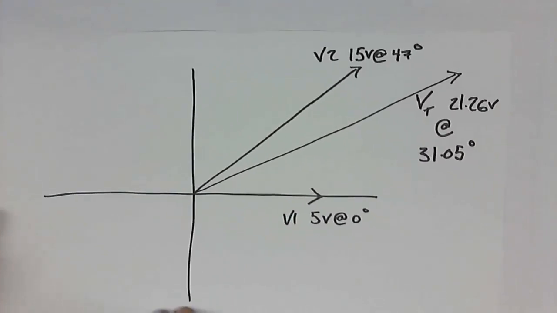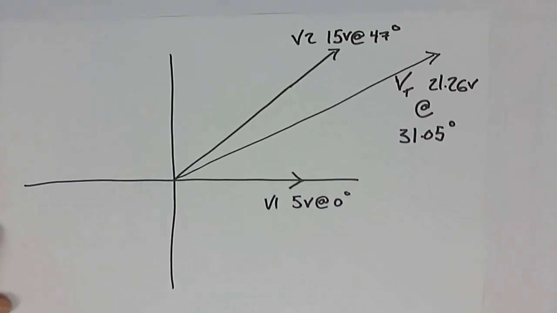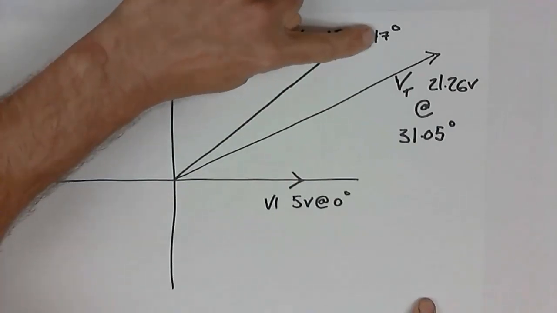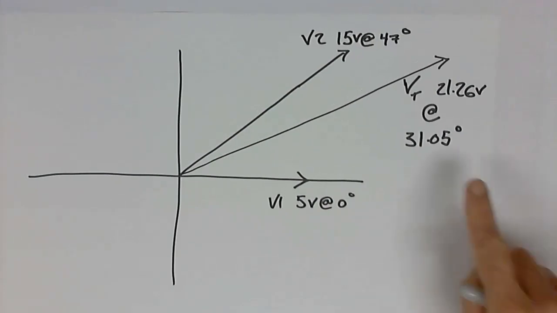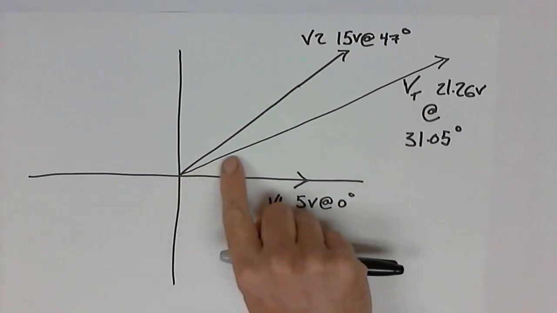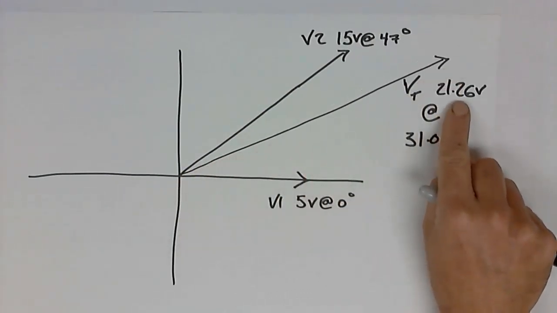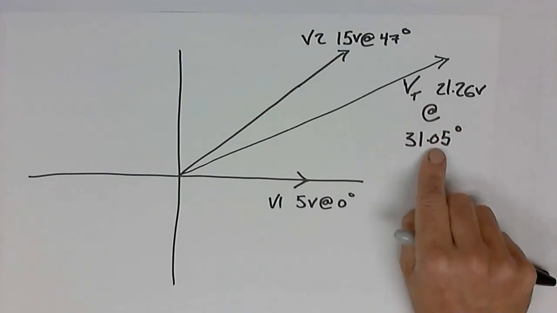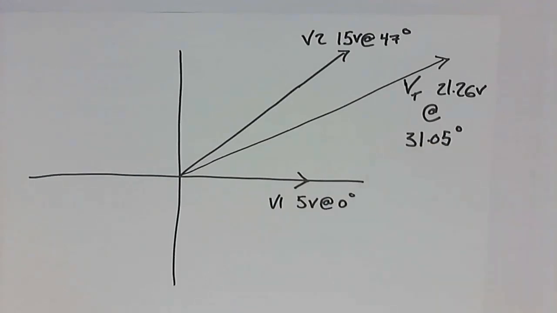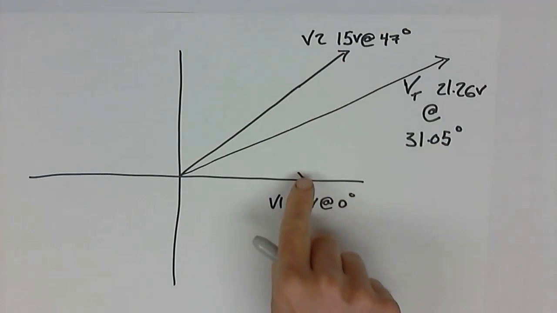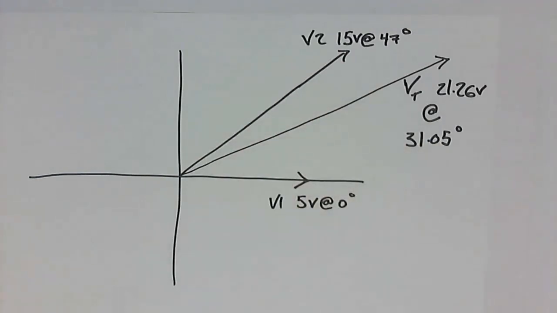All right, so here they are, all three of them now plotted, and we can see there's V1, 8 volts at 0 degrees. That's V2, 15 volts at 47 degrees, and V total, which is longer, and it's 21.26 volts at 31.05 degrees. So when we're adding phasors together, typically the resultant phasor is going to be somewhere in between the two phasors that were added.